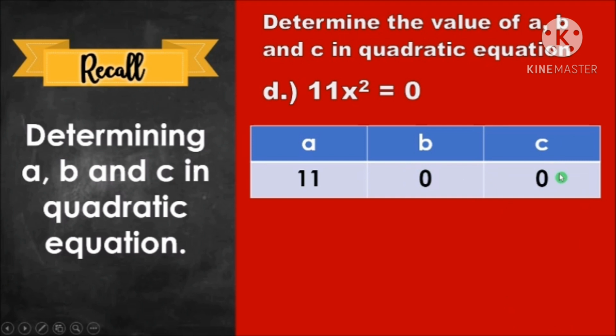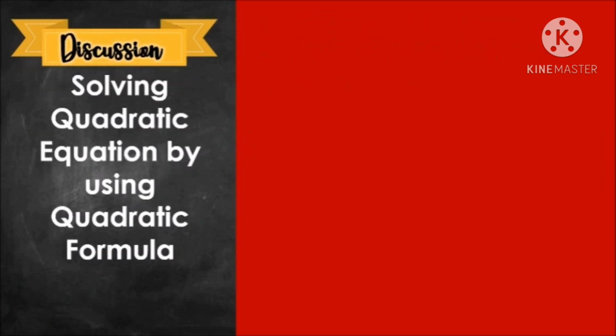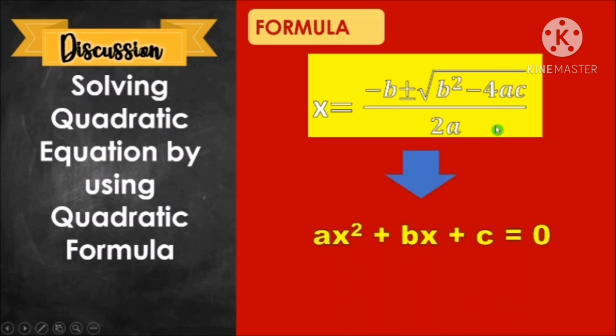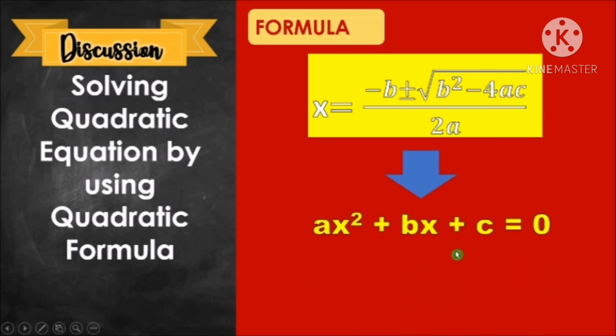So, knowing on how to determine the values of A, B, and C, we can now solve the quadratic equation using quadratic formula. So, let's have to know the quadratic formula. So, the formula is x is equal to negative b plus minus square root of b squared minus 4ac all over 2a na siyang nagmula sa ating quadratic equation na ax squared plus bx plus c is equal to 0.